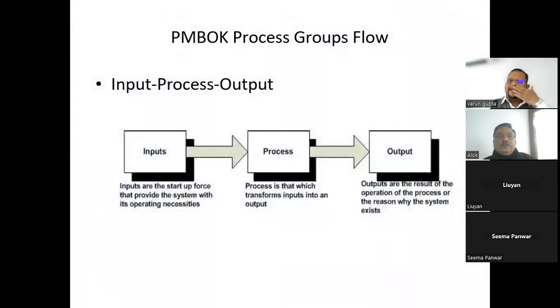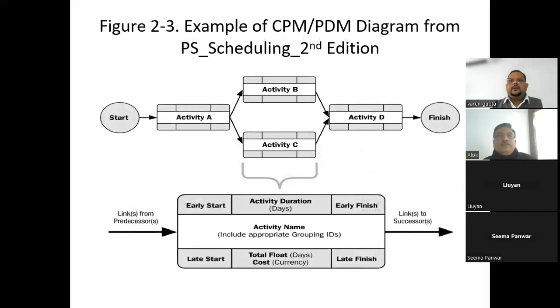Now, this is for the process group flow: input, process, and output. This is how it moves. And now this is called CPM. CPM is the critical path method. PDM is the precedence diagramming method.